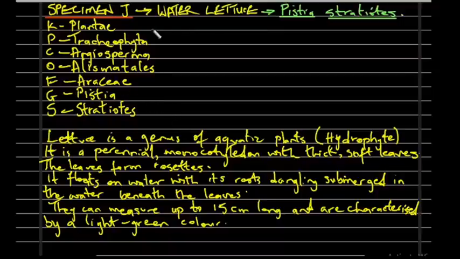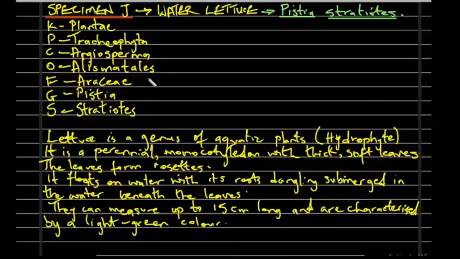So our specimen J now is the water lettuce. Water lettuce is our specimen J, and its scientific name is the Pistia stratiotes. So it belongs to the kingdom Plantae. The phylum is the Tracheophyta, and the class is Angiospermae. The order is the Alismatales, and then the family is the Araceae. The genus is the Pistia, while the species is the stratiotes. So that is the classification of the water lettuce.